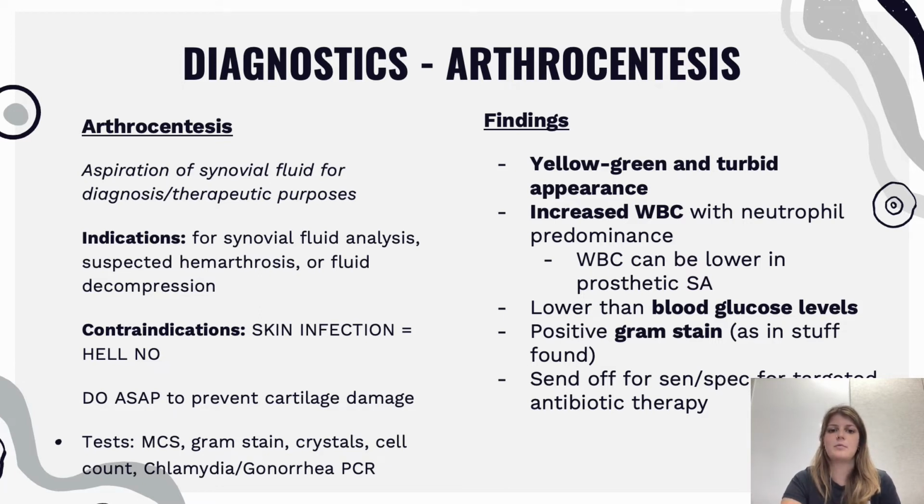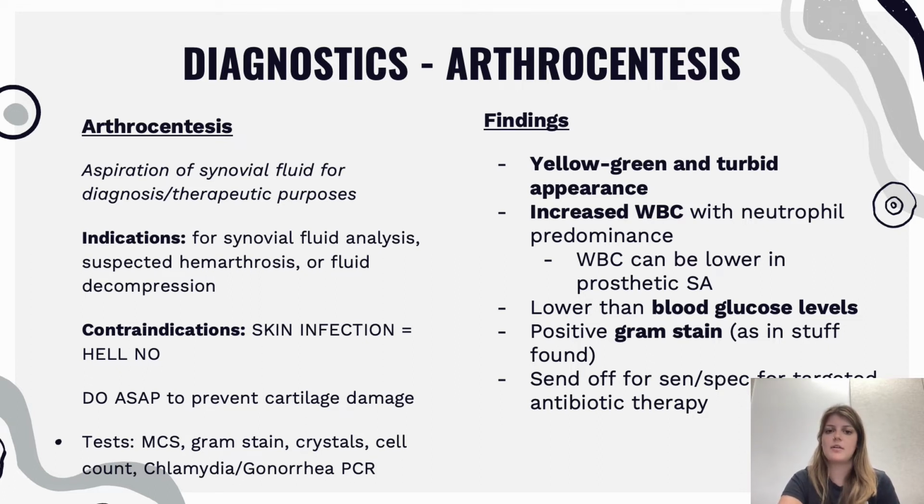We're going to have, when we do some tests, such as the MCS, gram stain, crystals, cell count, and some PCRs, we're going to find an increased white blood cell count with neutrophil predominance, especially if it's a bacterial infection. White blood cell counts can be lower in prosthetic septic arthritis, so that's just something to be aware of.